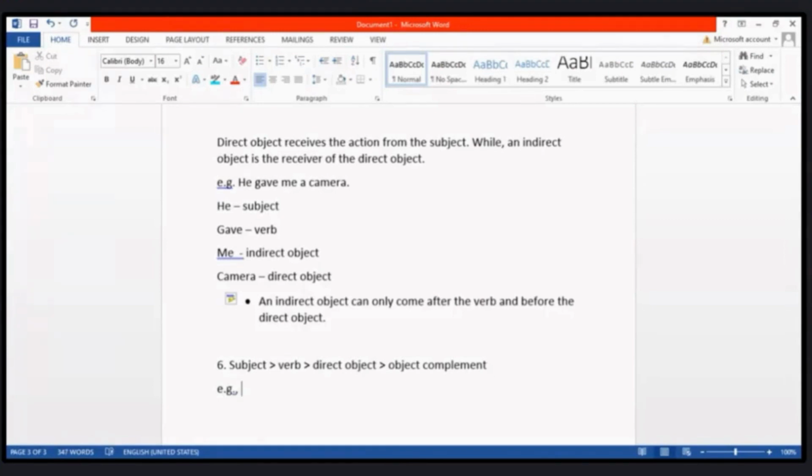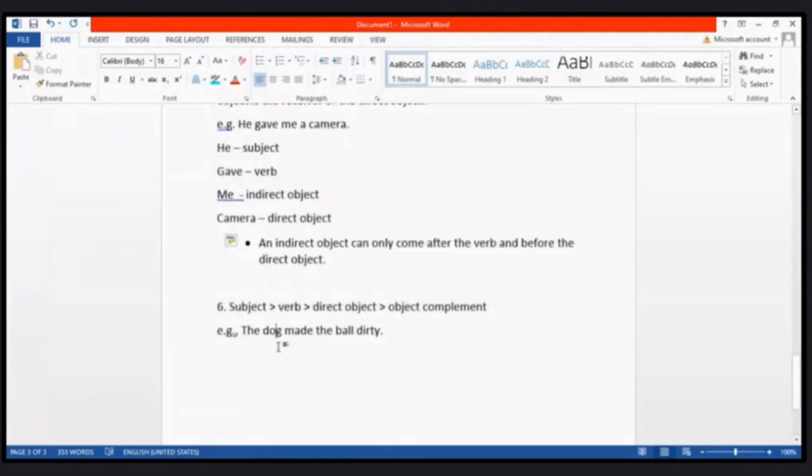So let's say for example, the dog made the ball dirty. Now in this case, the dog is the subject, made is the verb, which is obviously the past tense, then the direct object is the ball, and dirty is the object complement, because what did the ball become? The ball has become dirty.